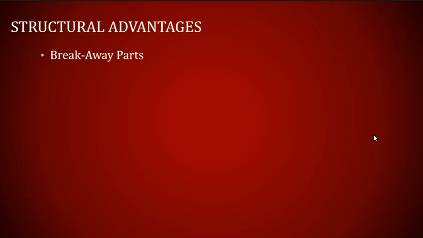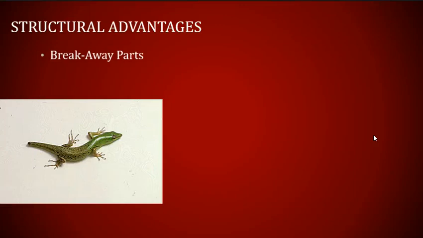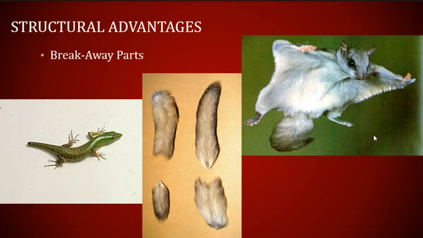If you get caught, it would be very helpful if you have a breakaway part. And probably the one we're most familiar with are lizards. Lots and lots of lizards' tails just pop right off. But flying squirrels also have tails that pop right off. This would be helpful if a predator captures you.